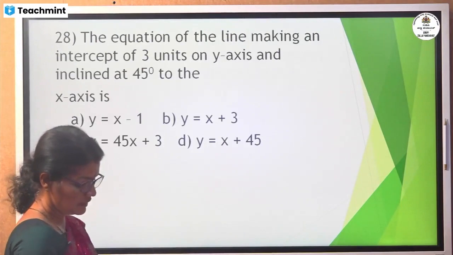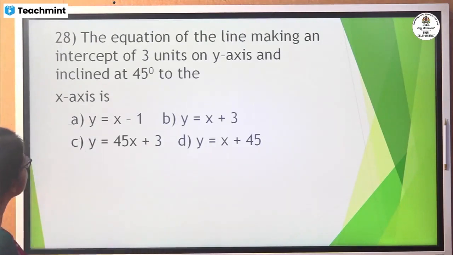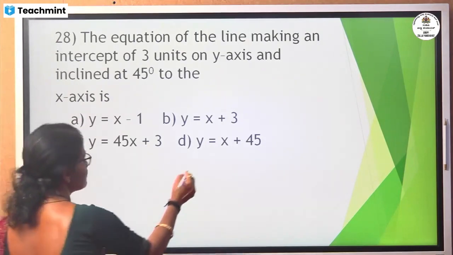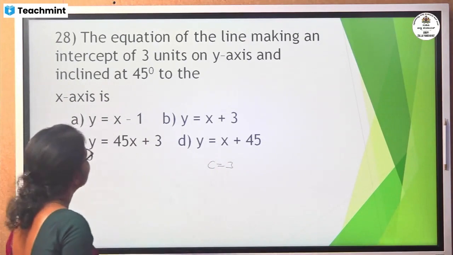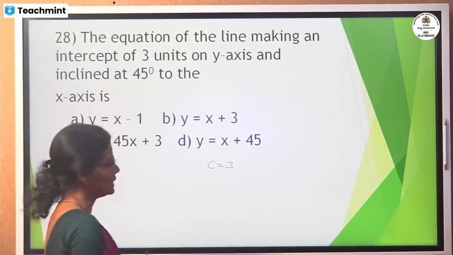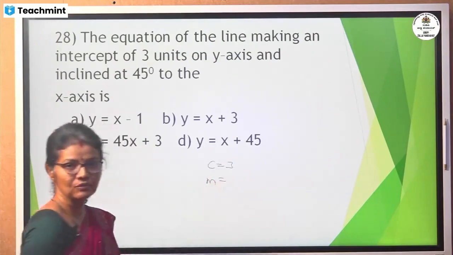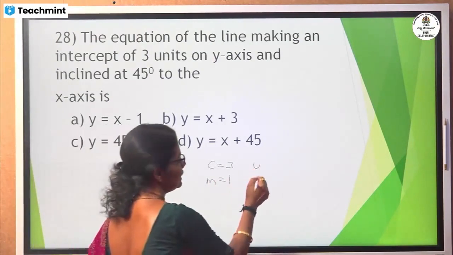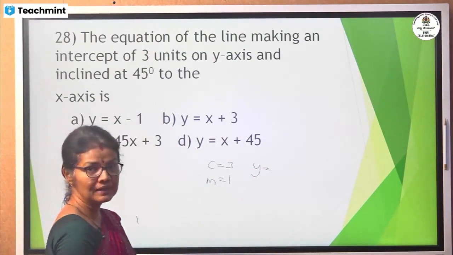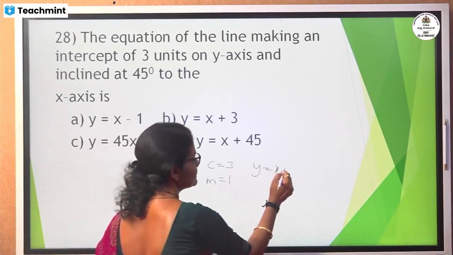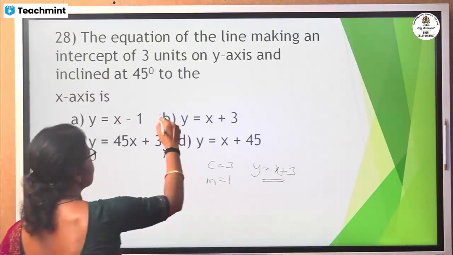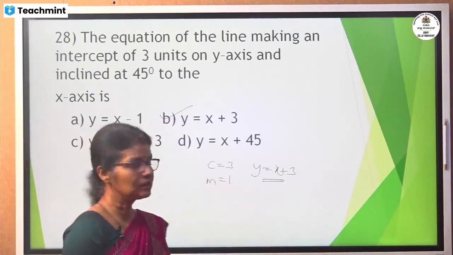Next one, the equation of the line making an intercept of 3 units on the y-axis and inclined at 45 degrees to the x-axis. Intercept is 3 units, so the y-intercept is 3. Making an angle of 45 degrees with the positive x-axis, so the m value is tan 45. What is tan 45? That is 1. So slope is 1 now. So the equation of the line is y is equal to mx plus c. m is 1, so x plus c. c is 3. So it is y is equal to x plus 3. So option B holds good.